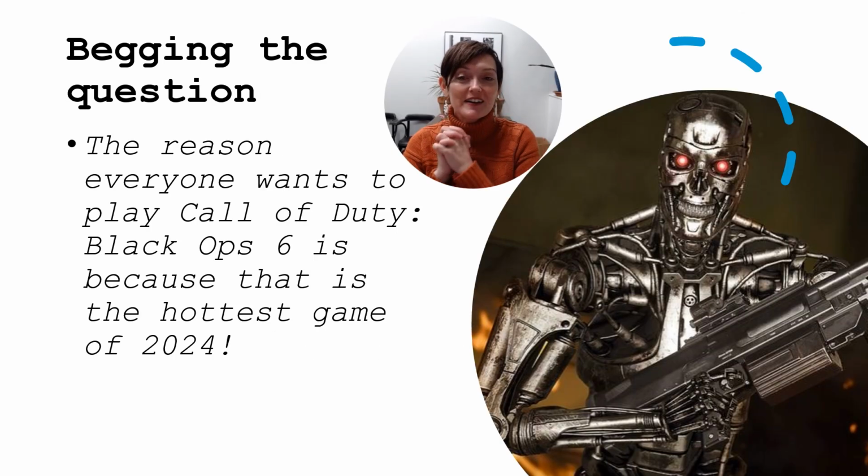Okay, here is an example of Type 1 begging the question. The reason everyone wants to play Call of Duty Black Ops 6 is because that is the hottest game of 2024. Wait, so you're trying to prove why people want to play it, and your reason is because it's the hottest game. That's just a restatement of that everybody wants to play it. So you're not actually proving your point, you're just restating your point. So that is a tautology, that is circular logic, begging the question, Type 1.